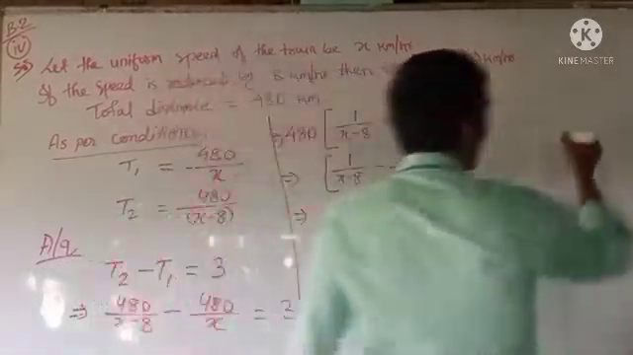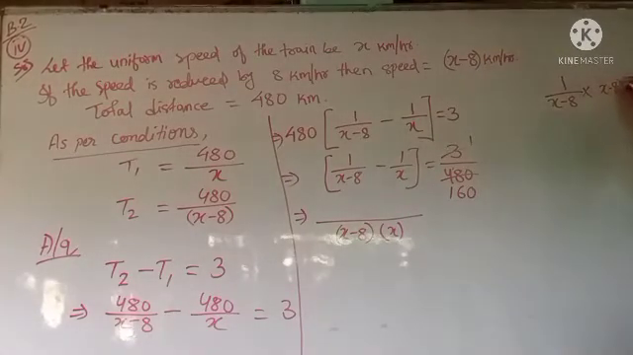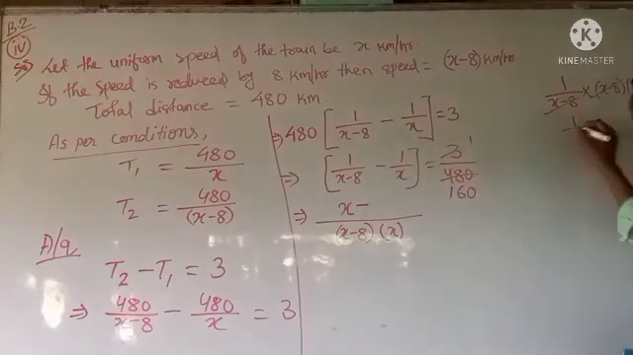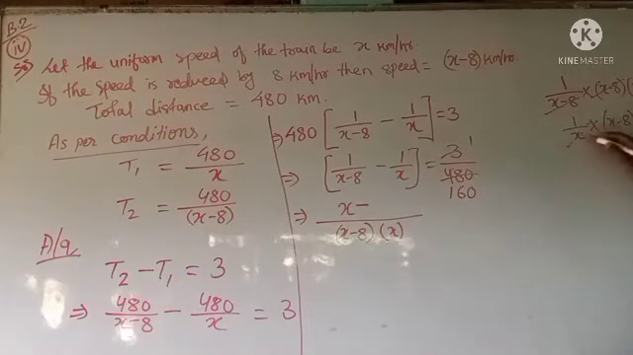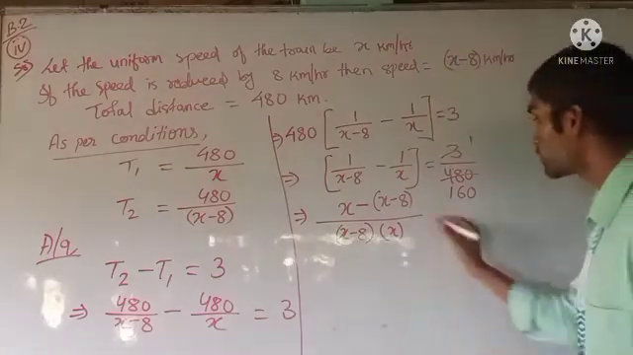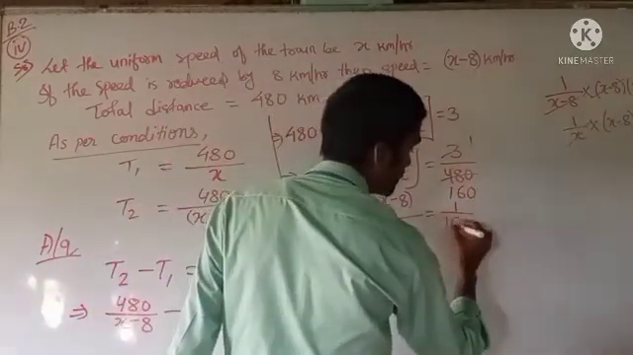Now upside, what will we get here? 1 by x minus 8 when we multiply with x minus 8 into x, this one and this one will be cancelled, and 1 into x gives x. So here x minus, now 1 by x, when we multiply 1 by x with the LCM x minus 8 into x, x and x will be cancelled, and 1 into x minus 8 gives x minus 8. So x minus (x minus 8) is equal to, what is left, 1 by 160.